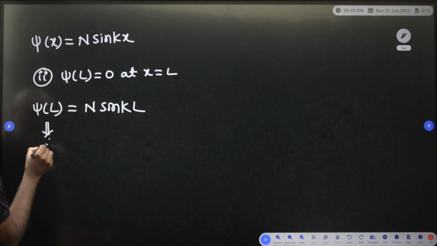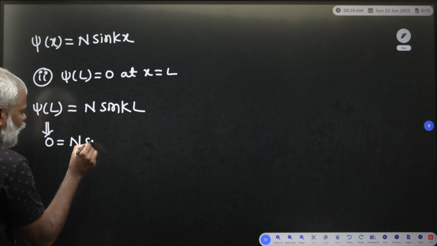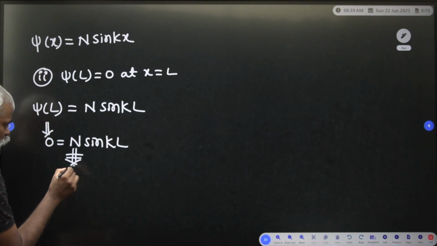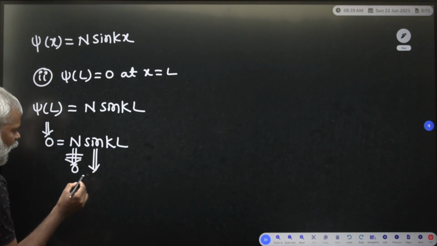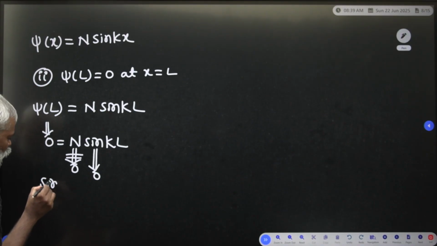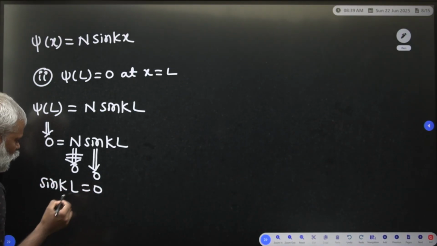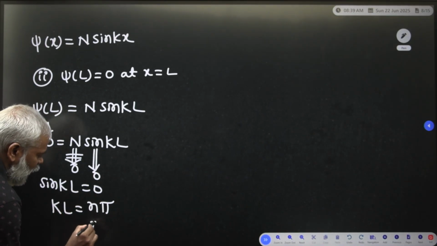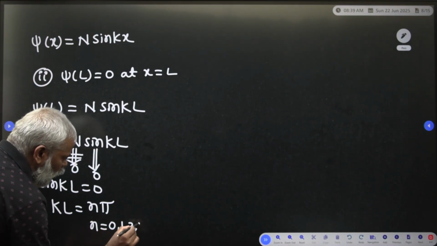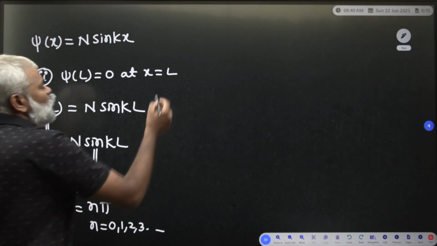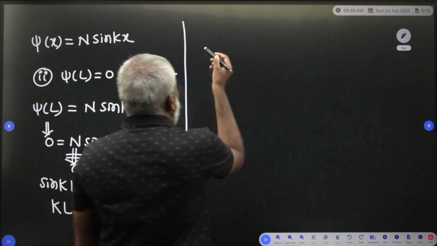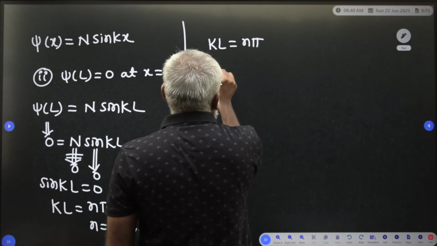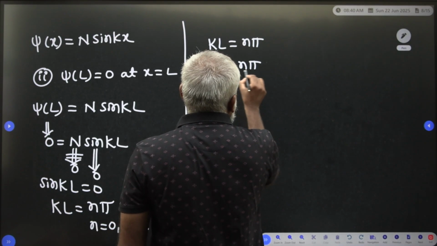But psi of L is equal to 0, so N sin kL is 0. Here N is not equal to 0, because then the wave function would become 0. Therefore sin kL is equal to 0. When it becomes 0, kL is equal to n pi, where n is equal to 0, 1, 2, 3 and so on. Therefore k is equal to n pi divided by L.